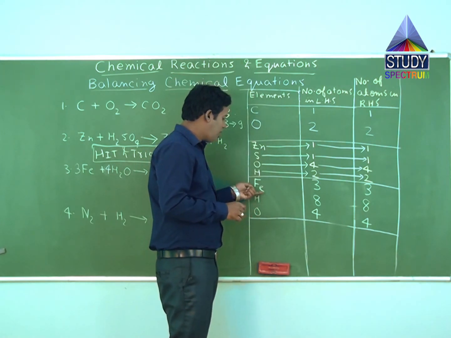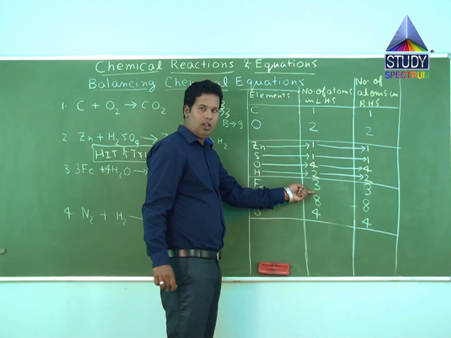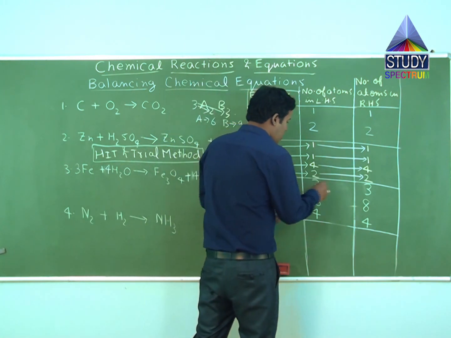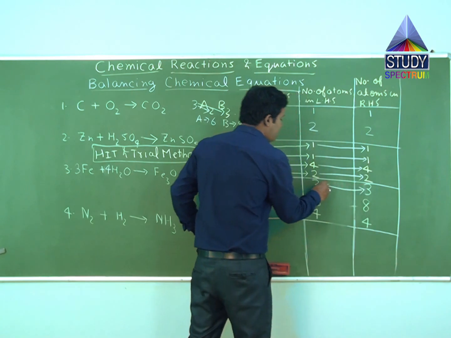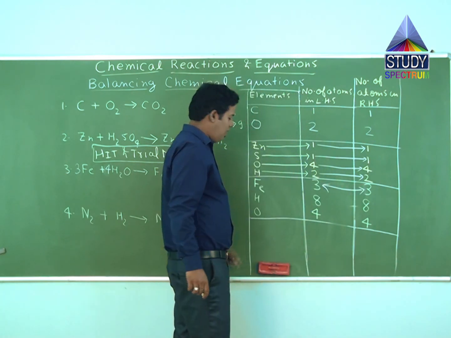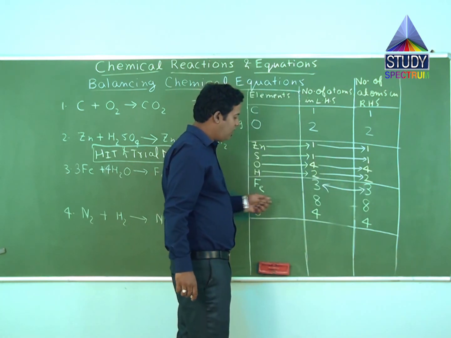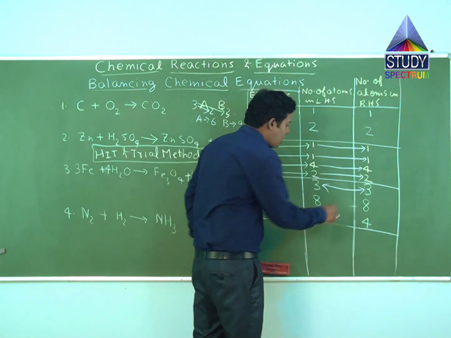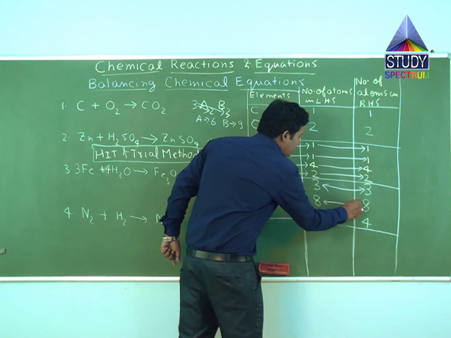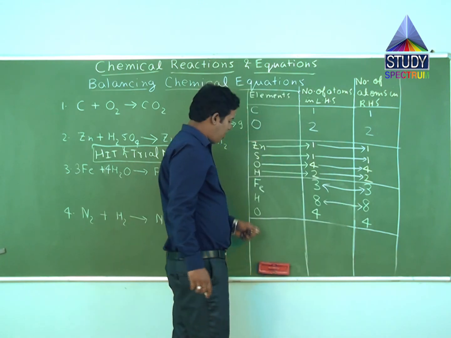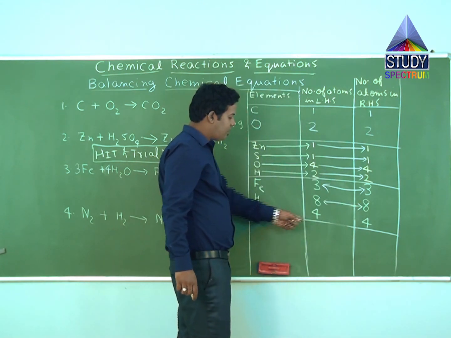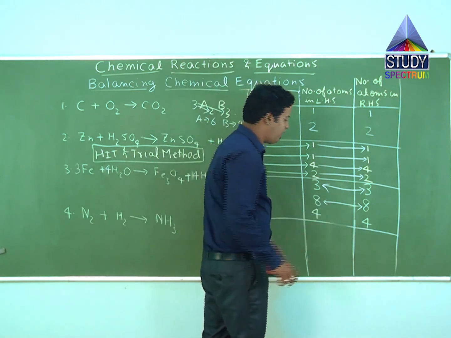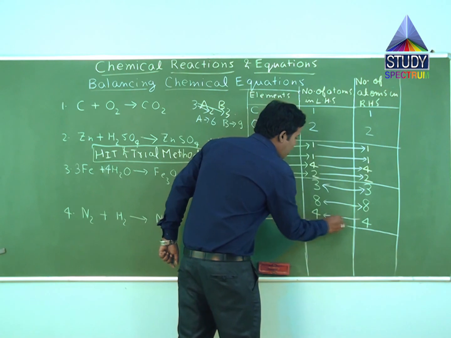Now, the number of iron atoms in LHS is 3. In RHS it is also 3. It means these two numbers are the same, so iron is balanced. The number of hydrogen in LHS is 8. In RHS it is also 8. It means hydrogen is also balanced. Correct? The number of oxygen in LHS is 4 and the number of oxygen atoms in RHS is also 4. It means oxygen is also balanced.